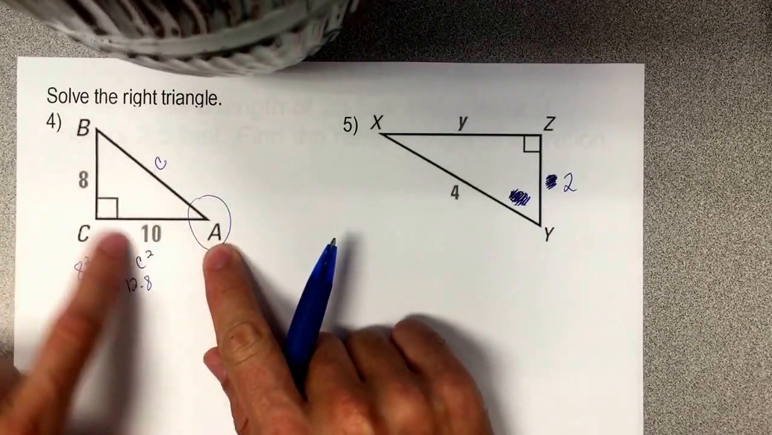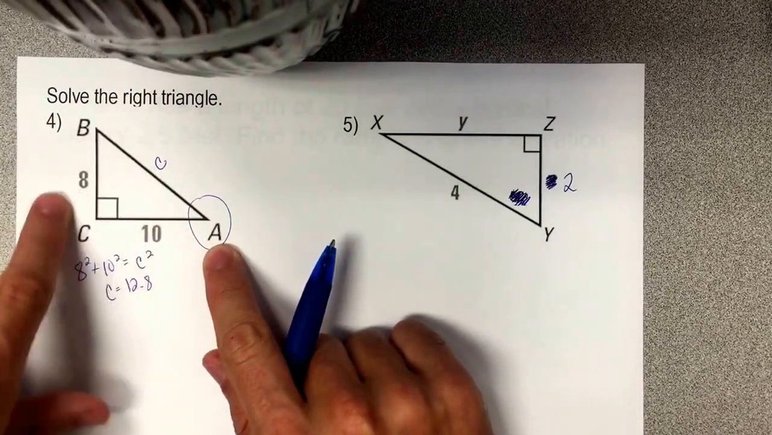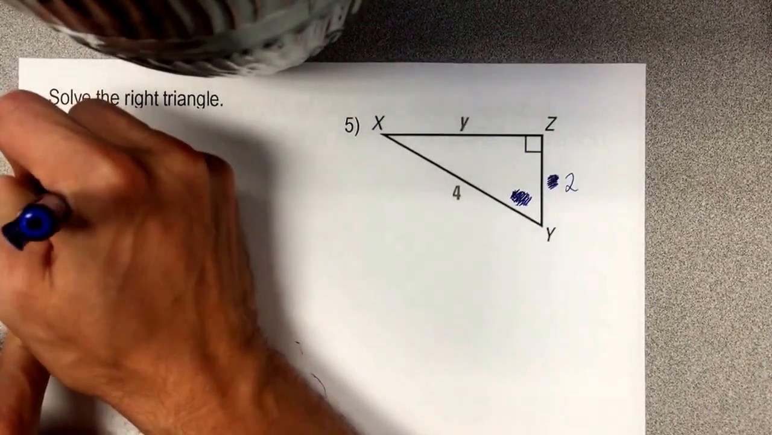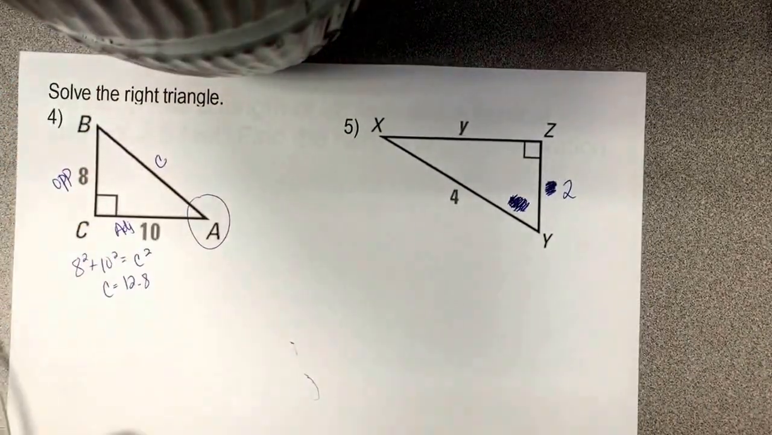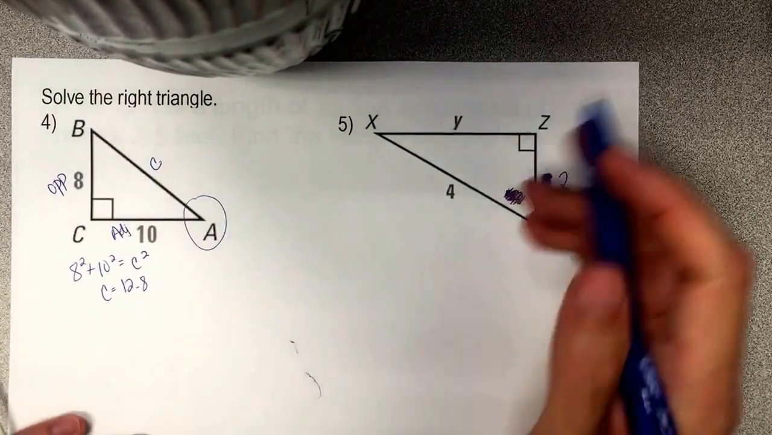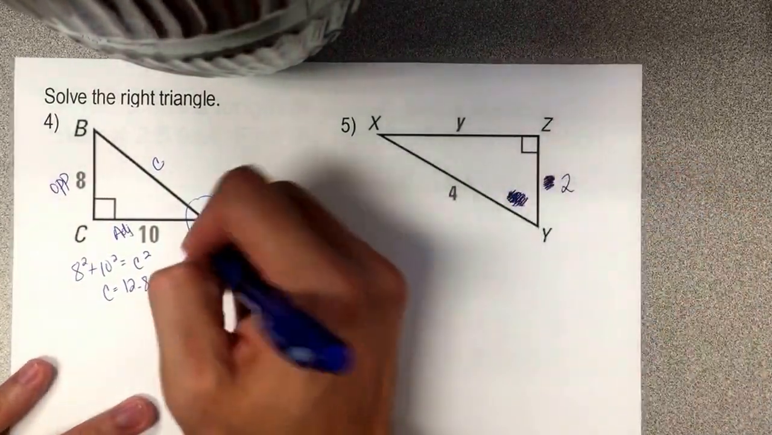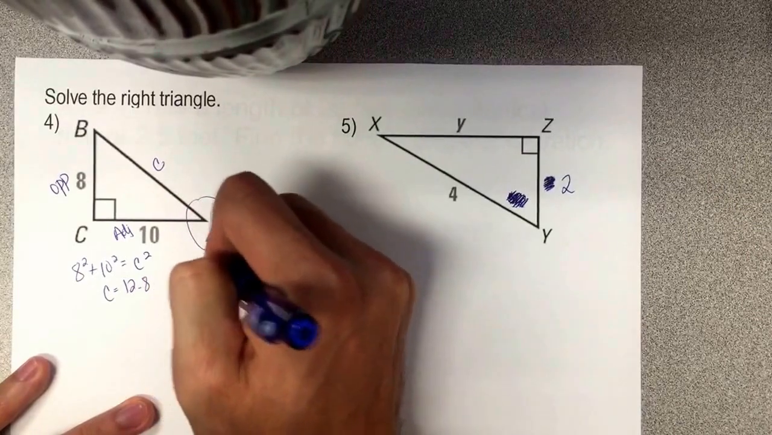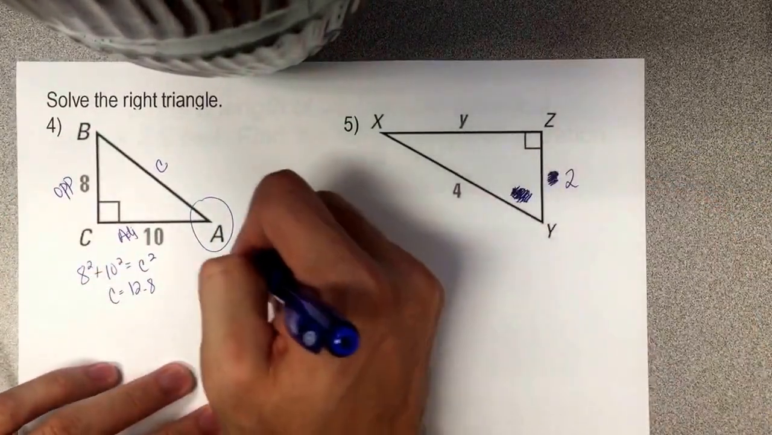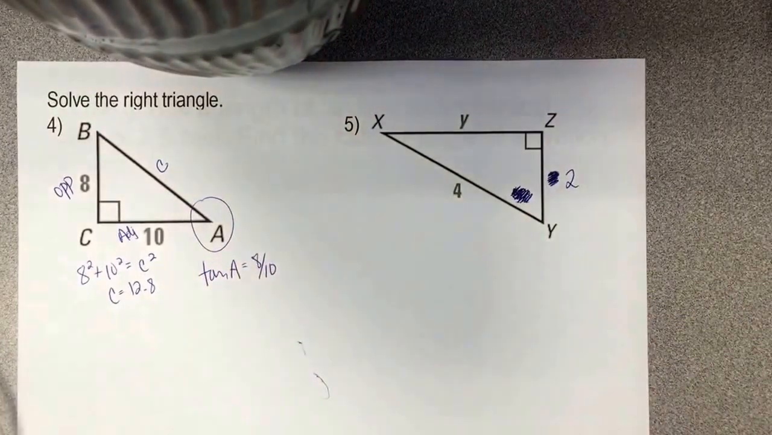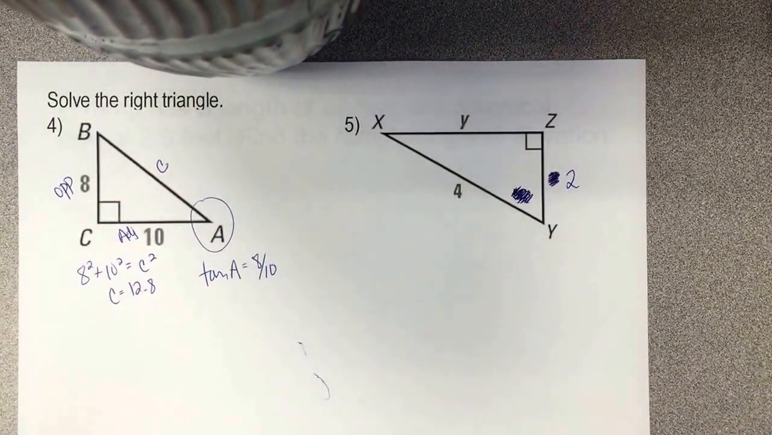I'm going to look at the numbers that I was given in the problem. The 8 and the 10 are the opposite side from A and the adjacent side from A. Since I have opposite and adjacent, I'm going to use a tangent ratio. So I'm going to take the tangent of angle A, and it's going to be equal to opposite over adjacent, 8 over 10.